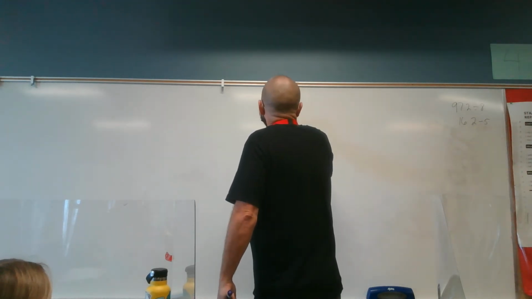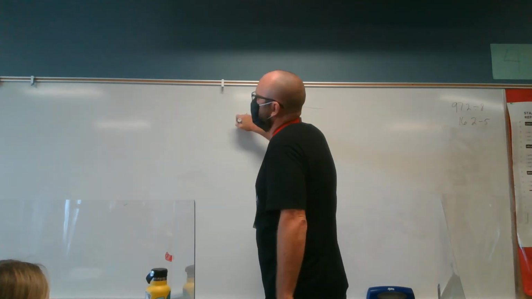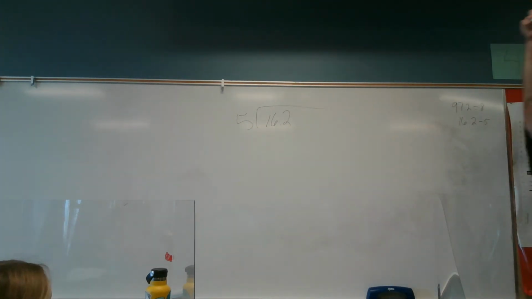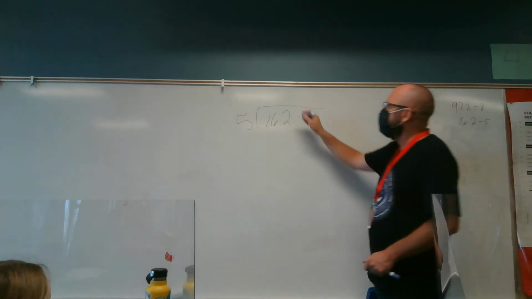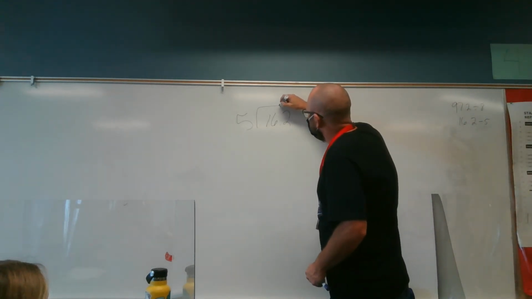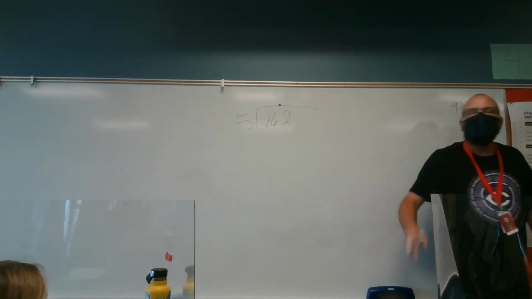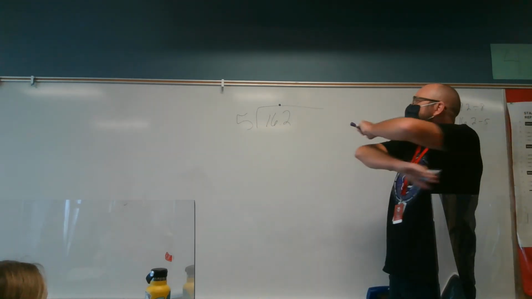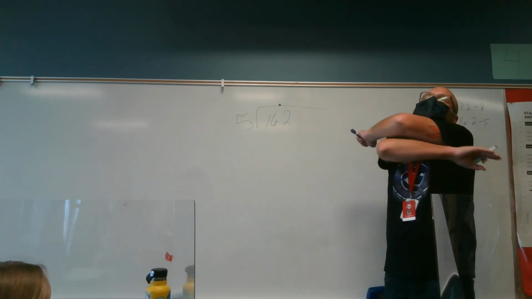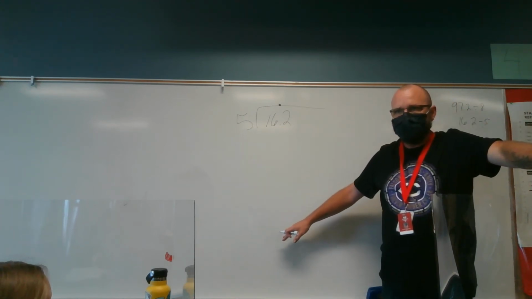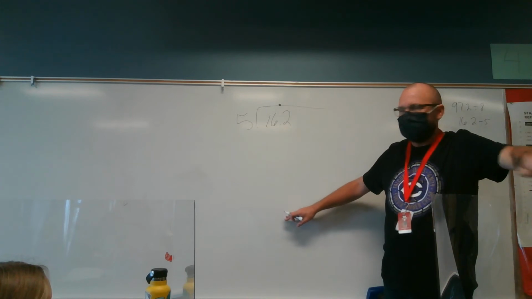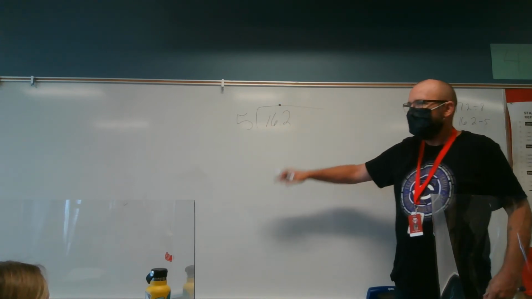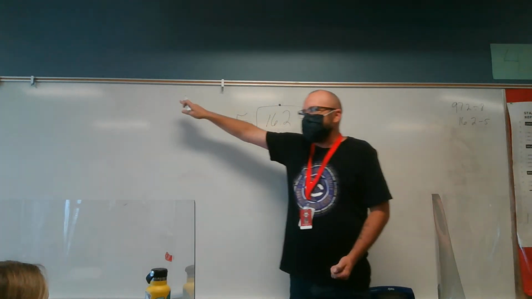If I have the problem 16 and 2/10 and I'm dividing that by 5, the first thing I do is I move my decimal point straight up. Once I move my decimal point straight up, I am absolutely done with it. I never have to do anything else with it again. Again, it's where it needs to be. I don't have to mess with it. I don't bring it down. I do nothing else.